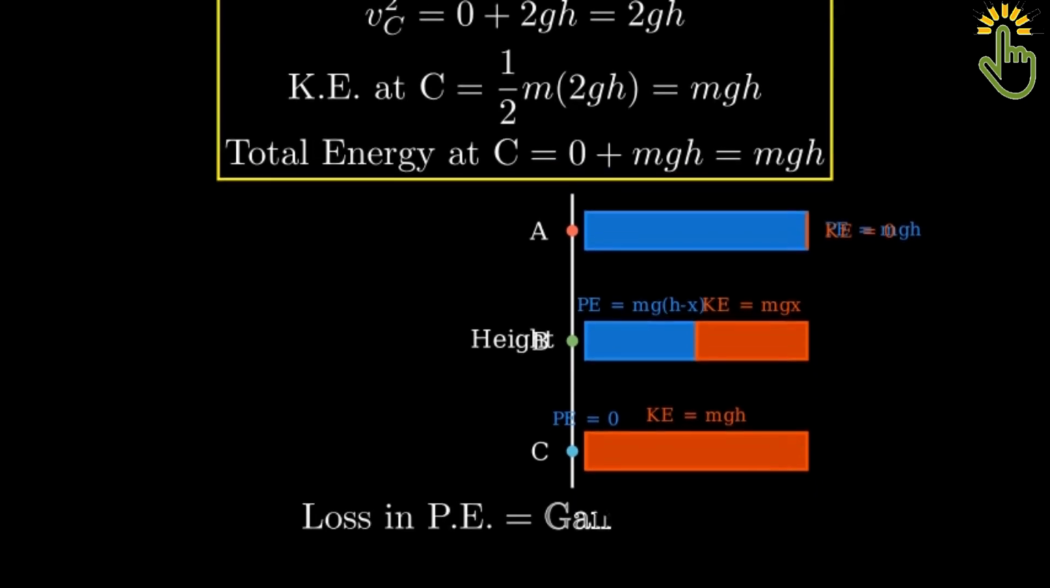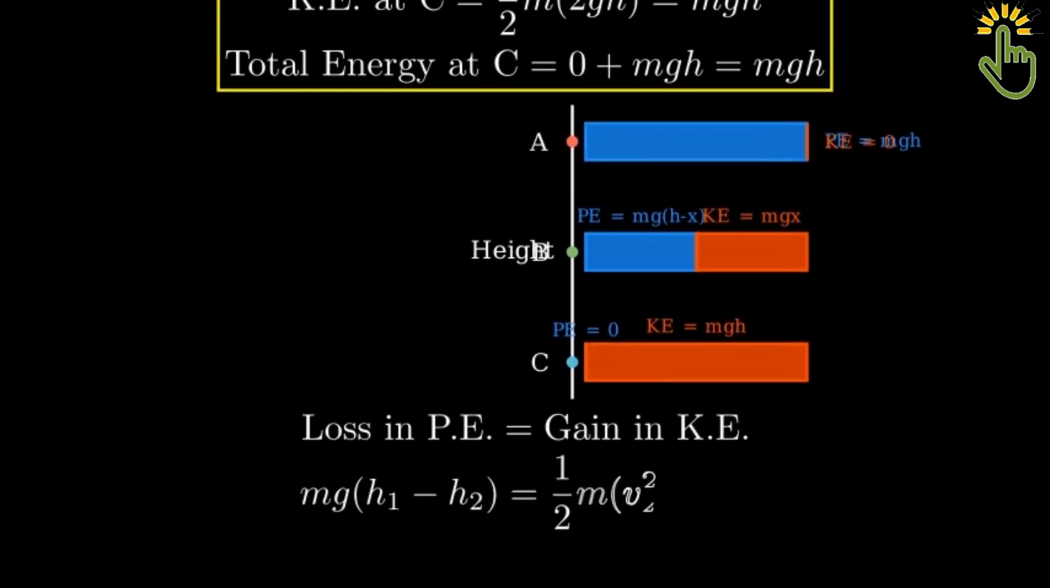This gives us a general formula. The loss in potential energy equals the gain in kinetic energy, or mathematically, mg times (h1 minus h2) equals 1/2 m times (v2 squared minus v1 squared).